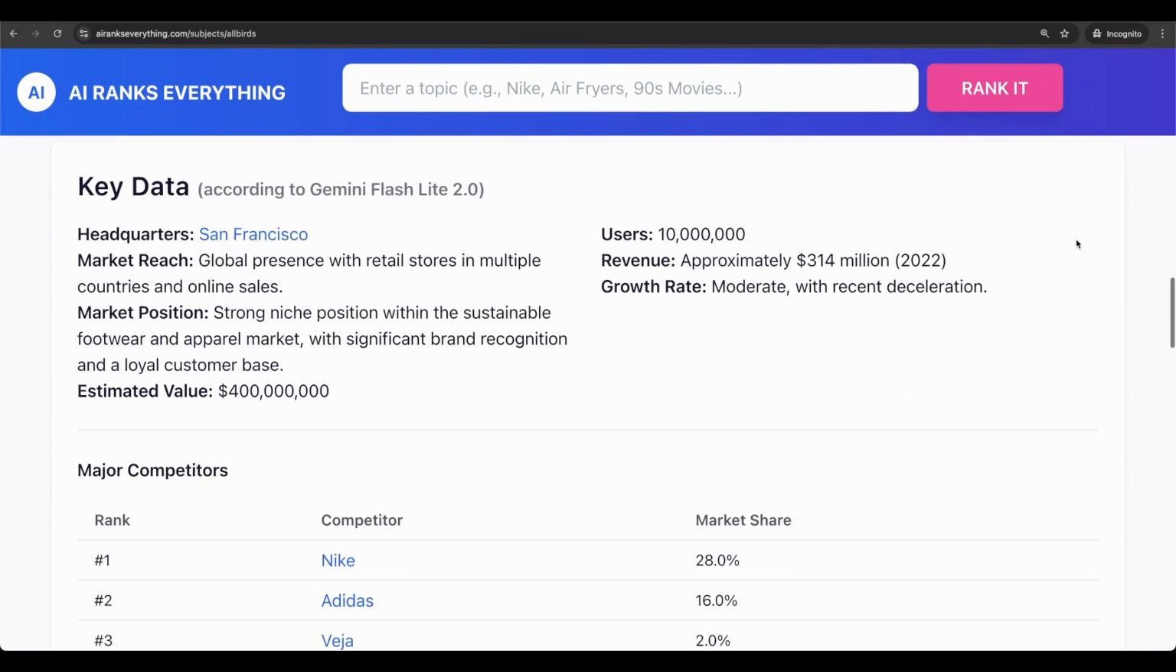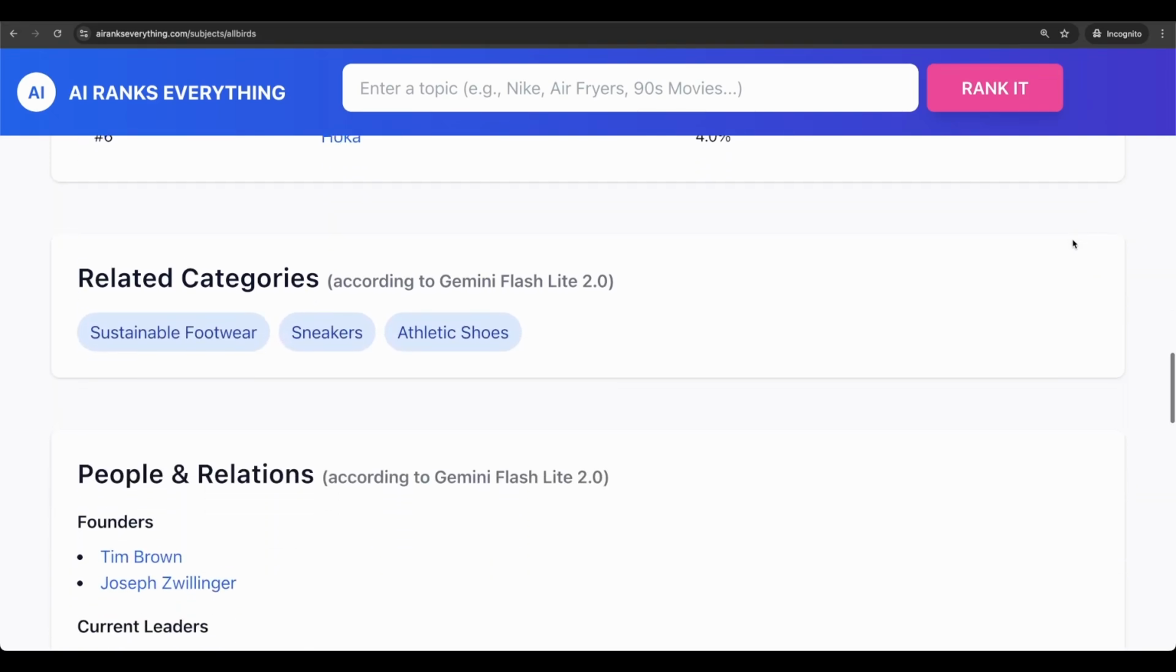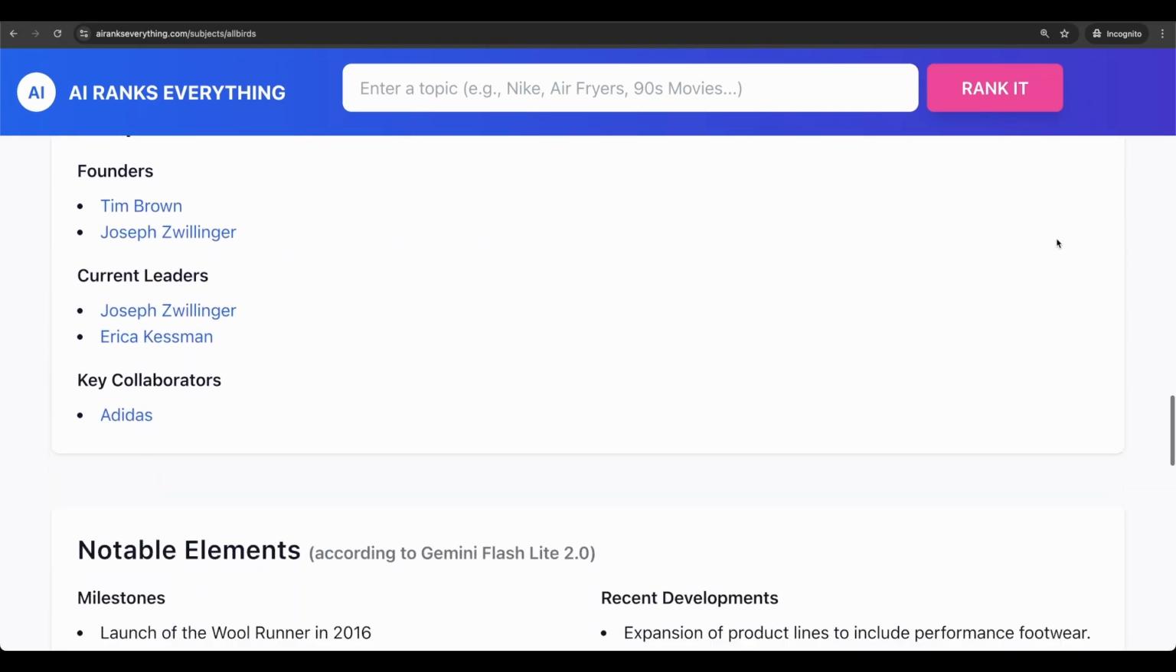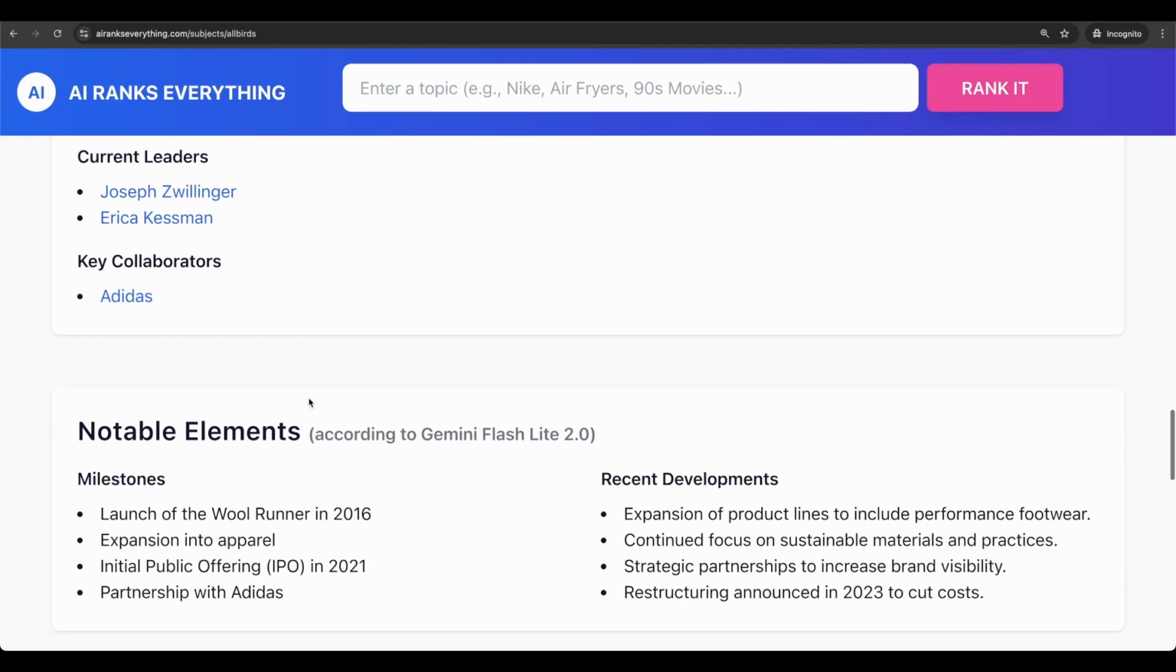What are its major competitors and what market share do those competitors have? What are the categories this brand is part of? And who are key people associated with the brand? Any of these things can be clicked on and you can get a detailed analysis of those things as well.